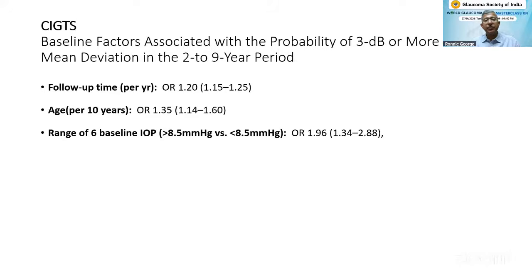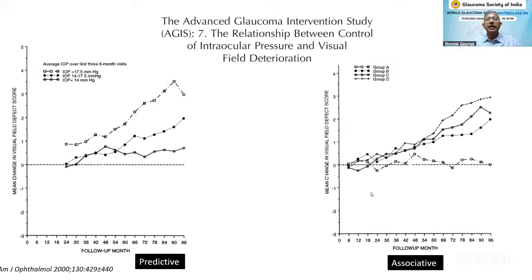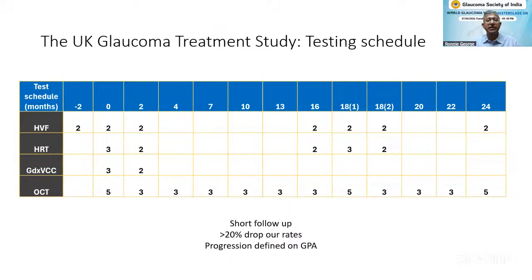If the range of your baseline intraocular pressures was more than 8.5 millimeters of mercury, you were almost 2 times more likely to progress. And this is the Advanced Glaucoma Intervention Study. And here again, you see that if your average intraocular pressure over the first 3 months was less than 14 millimeters of mercury, you were unlikely to progress. But if your average intraocular pressure over the entire time was less than 12, you were unlikely to progress. So higher intraocular pressure was definitely a risk factor.